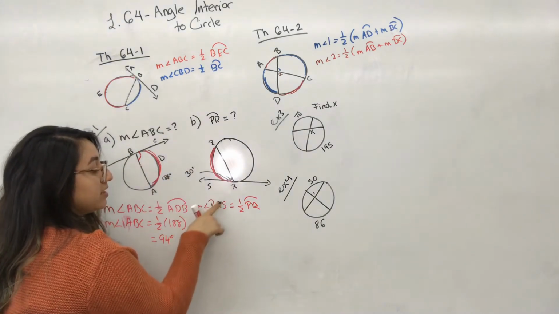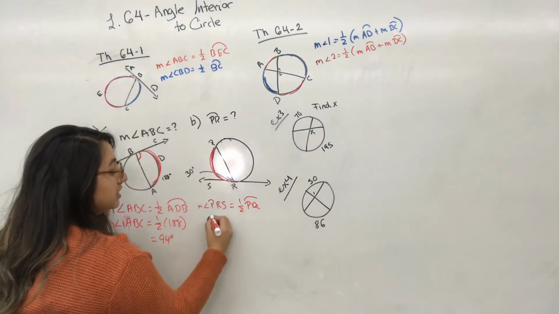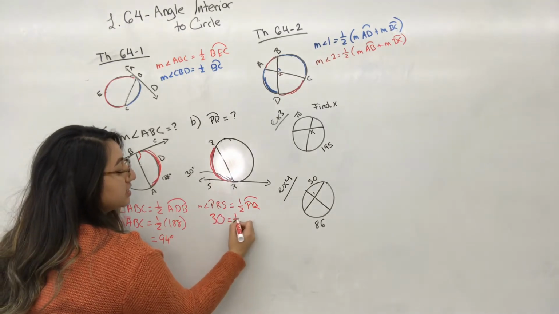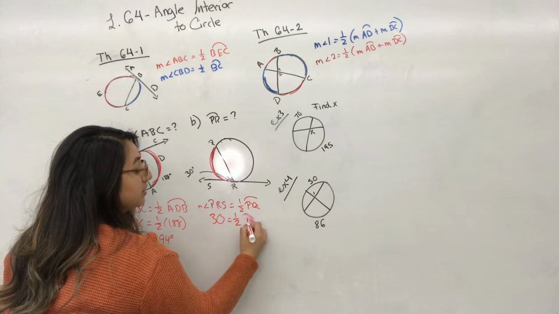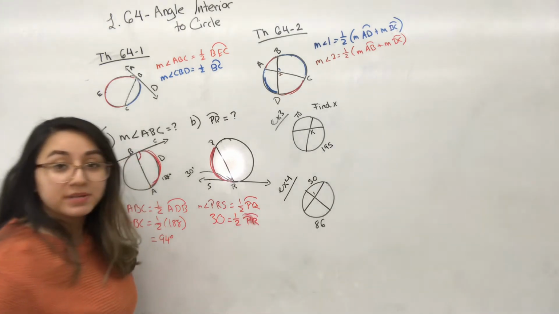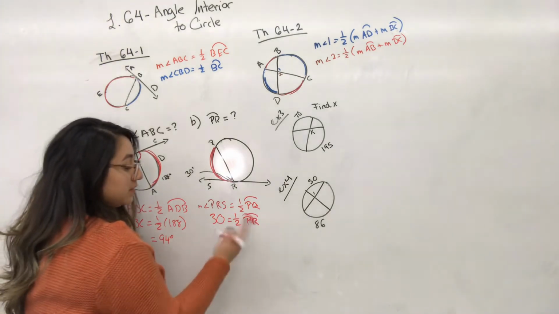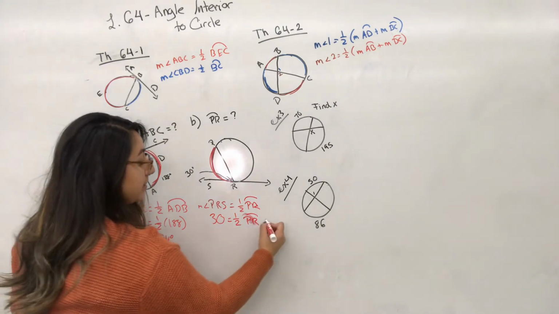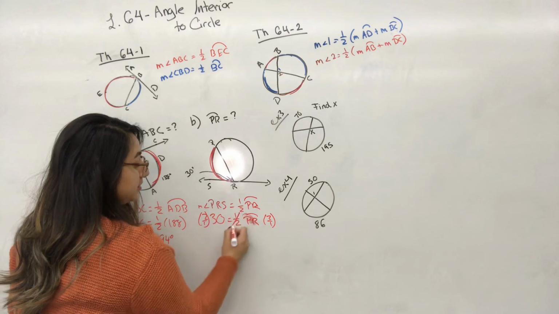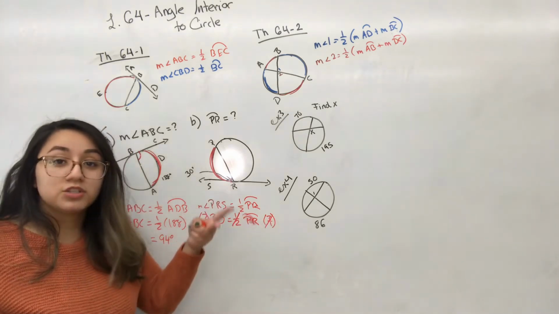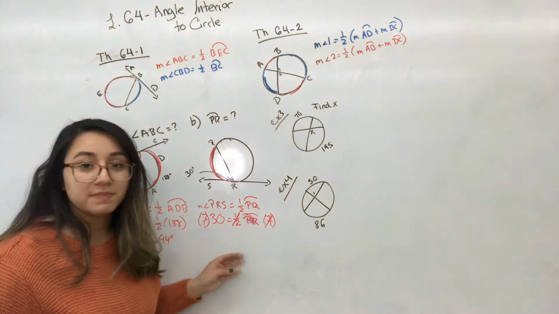The measure of PRS is 30. 30 is equal to half the size of the arc. Again, we're looking for the arc. We don't know what it is. You can do PR or RP, it doesn't matter. Here, we're trying to solve for x, so we're trying to get PR by itself. You have to multiply both sides by the reciprocal: 1/2, flip it, 2/1. Or you can divide both sides by 1/2.